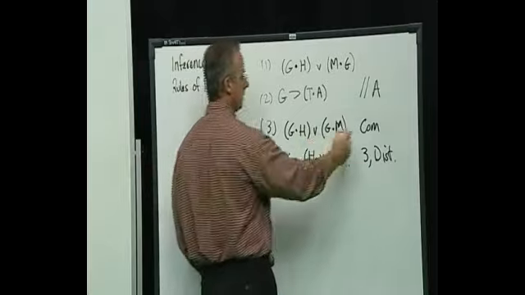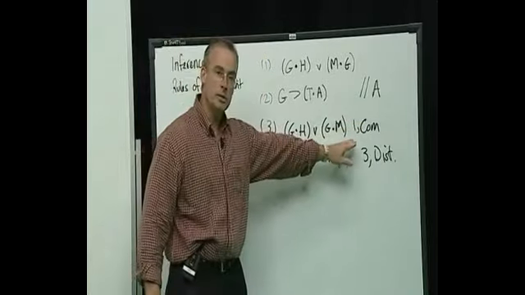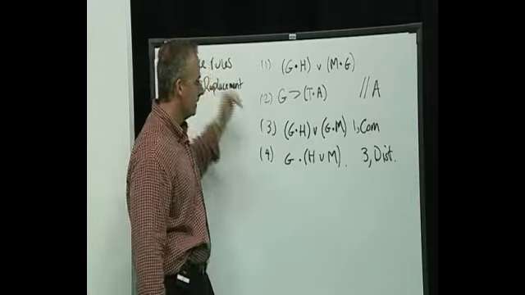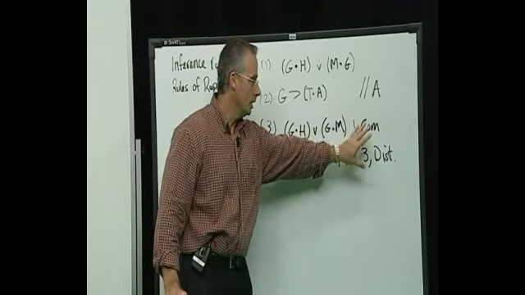And I should have put here that this comes from line 1. You always want to put the line that you're applying the rule to, the rule of replacement or the inference rule, and then cite the rule that you're using.